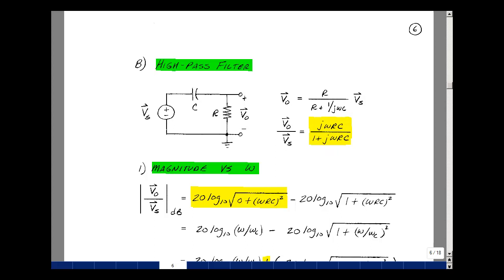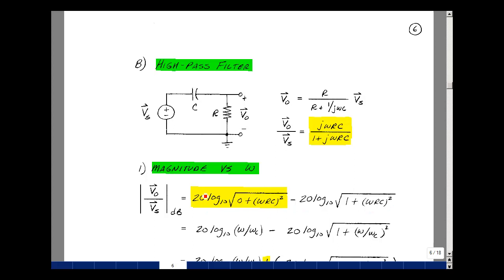Let's plot the magnitude and angle versus frequency. The magnitude is the magnitude of the numerator minus the magnitude of the denominator. It's 20 log base 10 of the square root of the real part squared, which is 0, plus the imaginary part squared, which is omega RC, and then minus 20 log base 10 square root of the real part squared plus the imaginary part squared. Now we did this before, this was our last example.